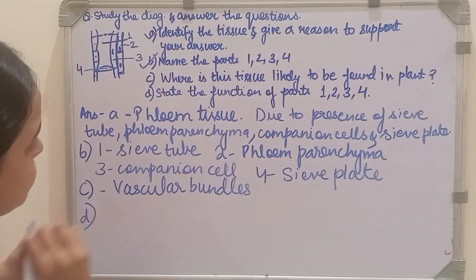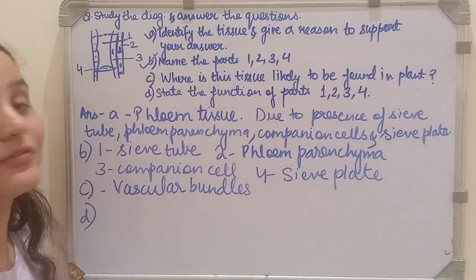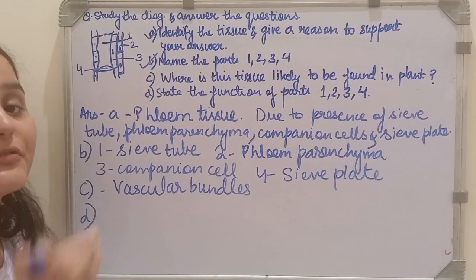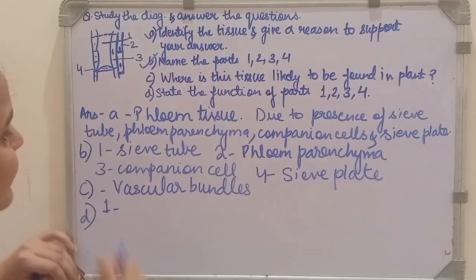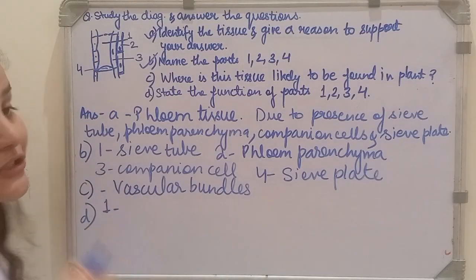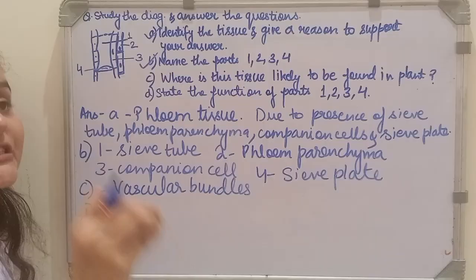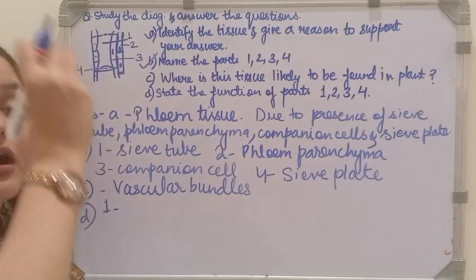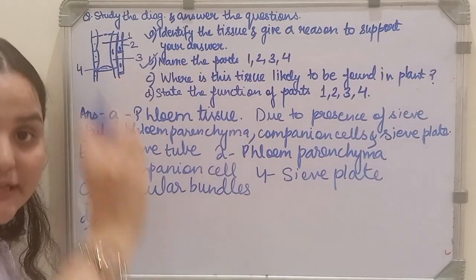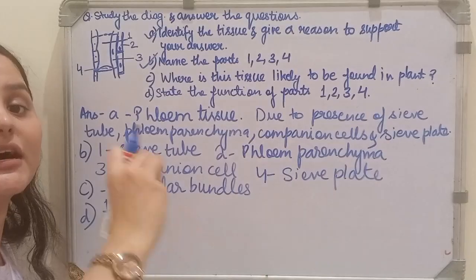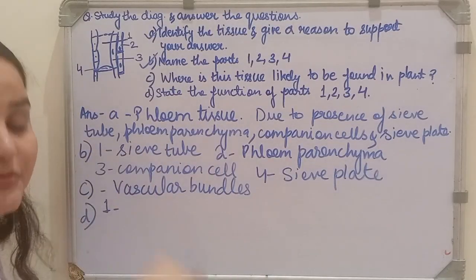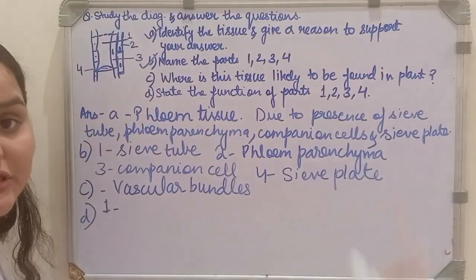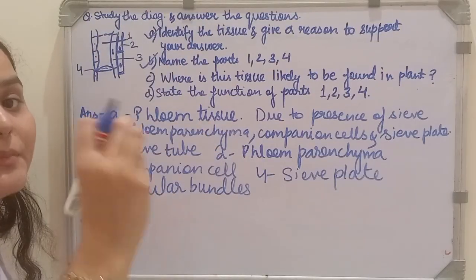Now next part. State the function of parts 1, 2, 3 and 4. So we have to write the functions of all the parts 1, 2, 3 and 4. Part 1 is sieve tube. So what is the function of sieve tube? The function of sieve tube is to transport the food from the leaves to the storage organs and other parts of the plant. So whatever food is being prepared in the leaves, from there that food is transported to the storage organs and other parts of the plant.